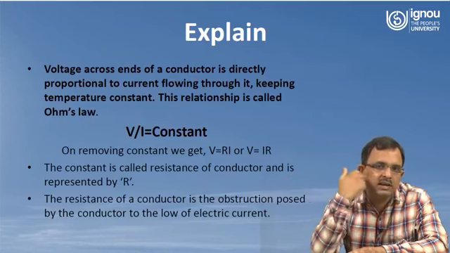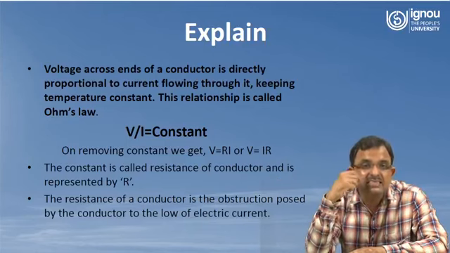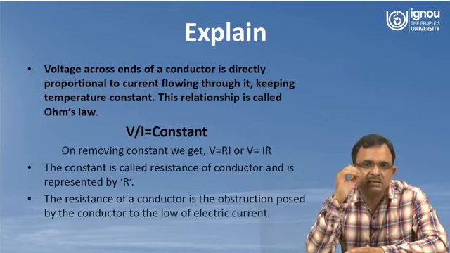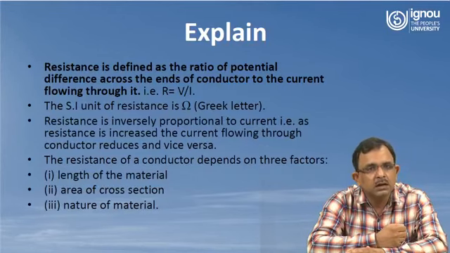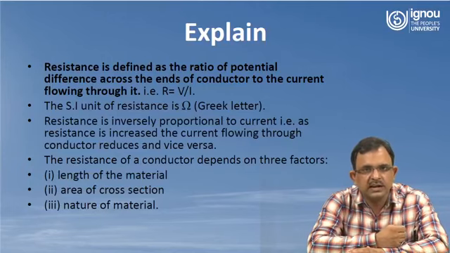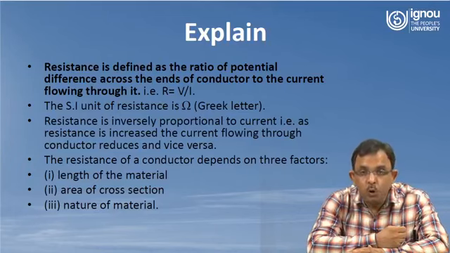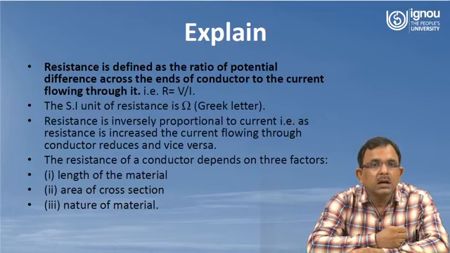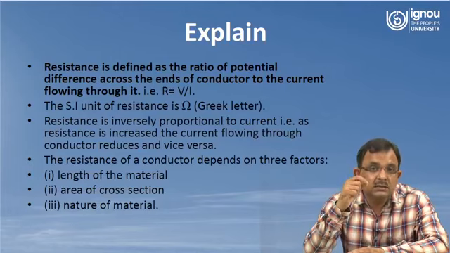On removing the constant, you will get R, and R is called the resistance of the conductor. The resistance of the conductor is basically the obstruction posed by the conductor to the flow of electric current. So here you can explain that resistance is defined as the ratio of the potential difference across the ends of the conductor to the current flowing through it, that is R equal to V over I. The SI unit of resistance is the ohm, which is a Greek letter. Resistance is inversely proportional to the current, that is, the resistance is increased if the current flowing through the conductor is reduced, or vice versa.